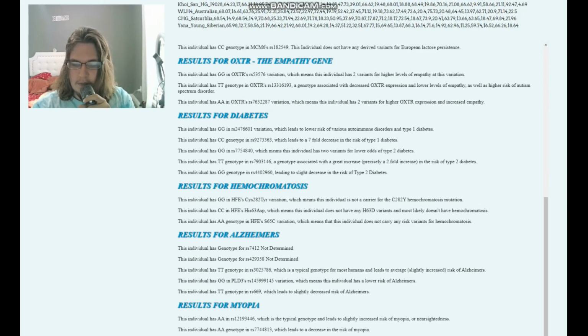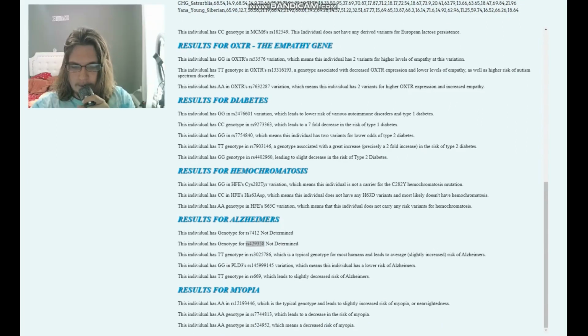Okay, so it doesn't seem that she has the APOE gene, which is the biggest contributor when it comes to Alzheimer's risk. But we can't determine that because she wasn't genotyped for these two variations, which have to do with APOE. For myopia, she's got AA here, which is the typical genotype and leads to slightly increased risk of myopia or nearsightedness.